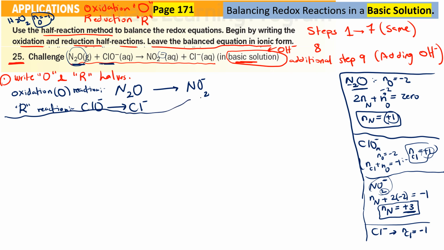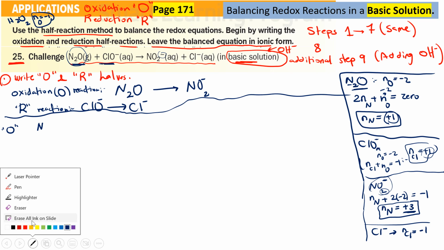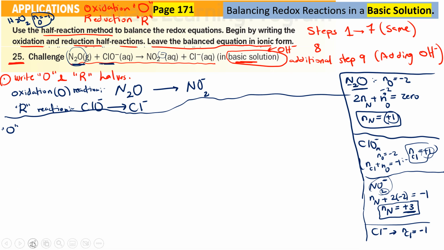So let me work on the oxidation half, okay? So we have N2O gives us NO2 minus. Now, the next step, if you remember, is that we need to balance the equation. What does that mean? We need to balance every element other than oxygen. Start with any elements other than oxygen and hydrogen.